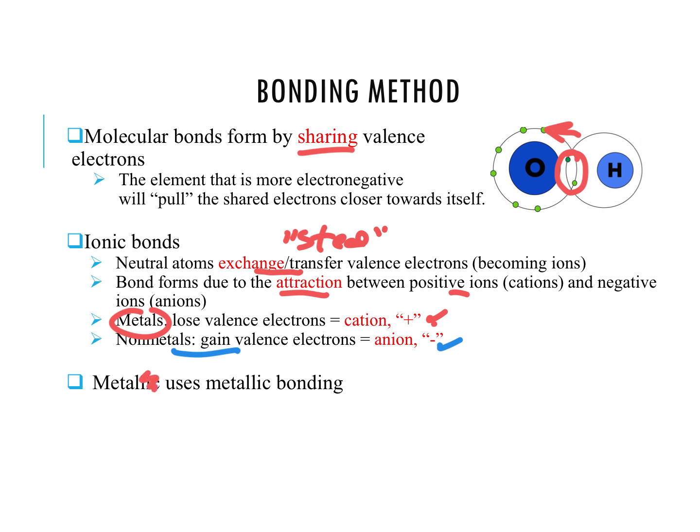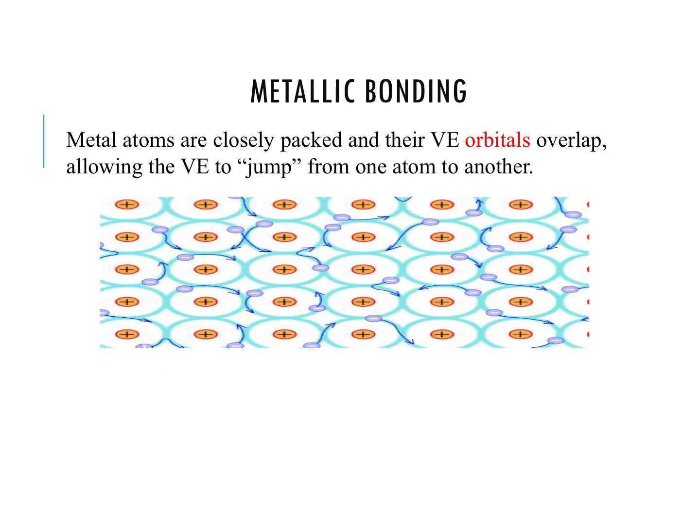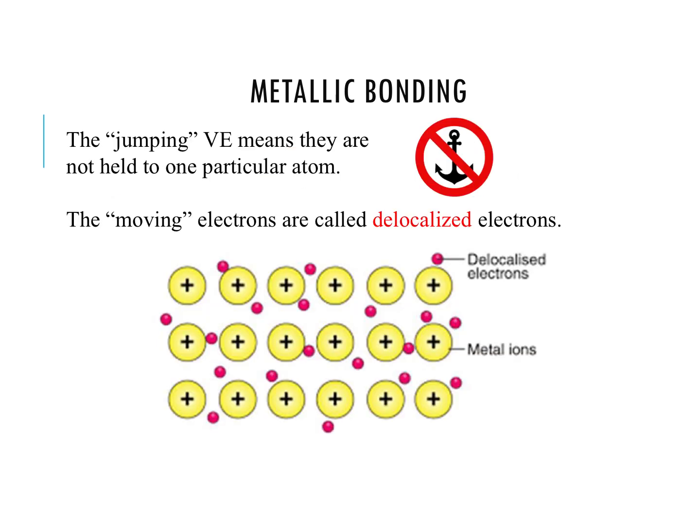Metals use metallic bonding, and we'll see more about that in the next slides. Metallic bonding is really kind of interesting. We have lots of closely packed metal atoms, and their valence electron orbitals overlap so that the valence electrons can jump from one atom to another. We see that here in this image. Here's an electron jumping over to this atom. This one curves around and jumps over here. One here jumps up here. So these electrons are able to jump all around with these overlapping orbitals.